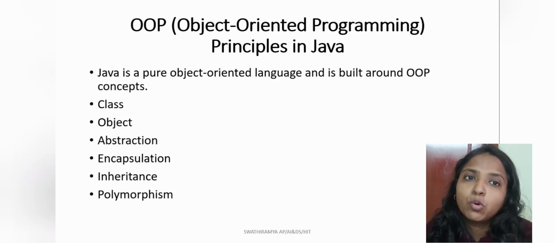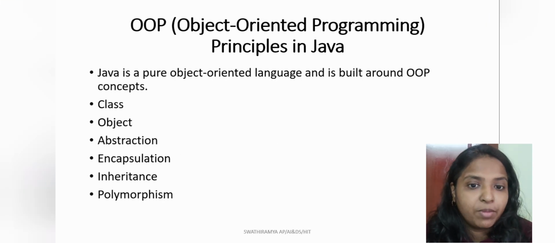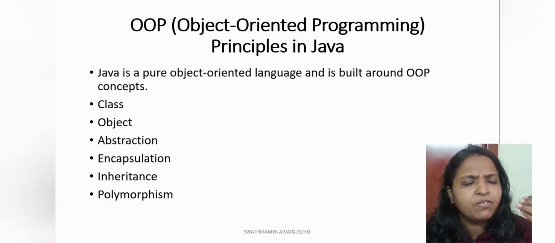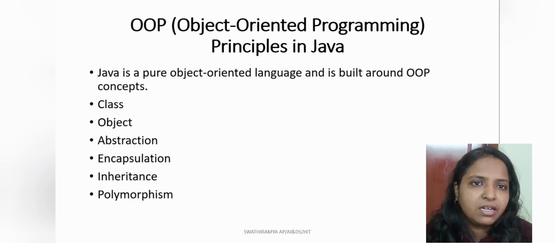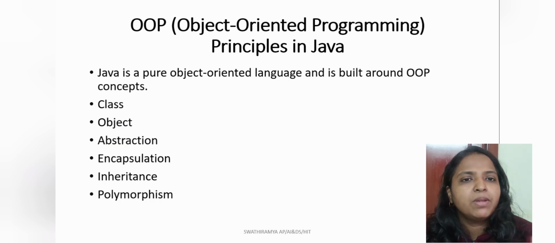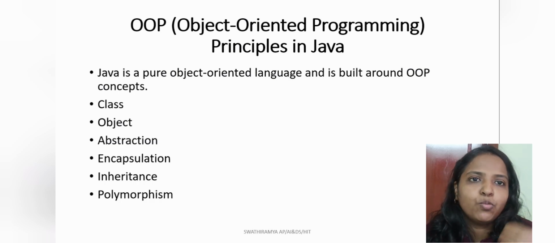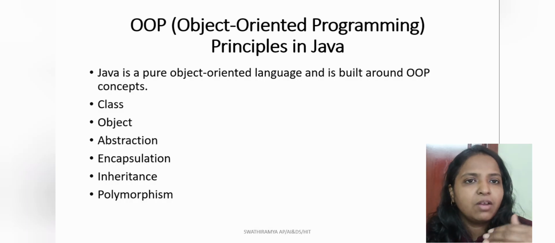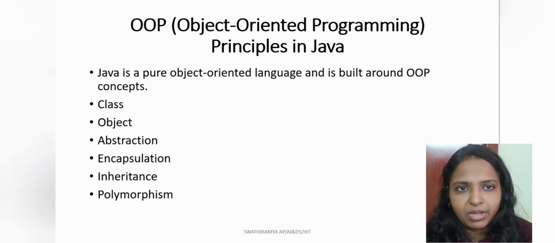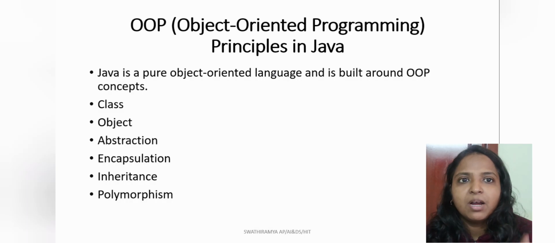Okay, let us move towards the object-oriented programming principles. Let me first list out the concepts of object-oriented principles. It starts with class, object, abstraction, encapsulation, inheritance, polymorphism. Let me give you the one-line definition of each, like what is class and object. Then we'll get deeper with a real-time example so that you can have a better idea.